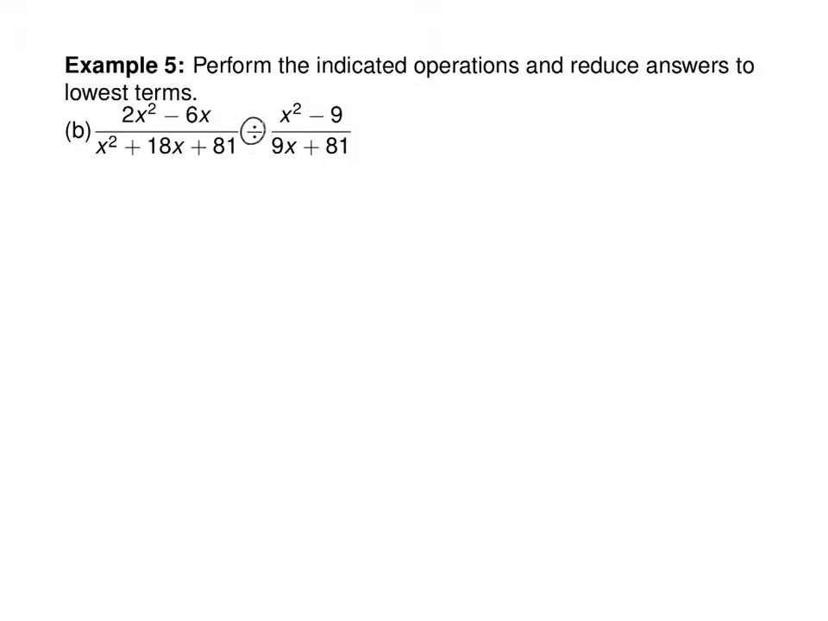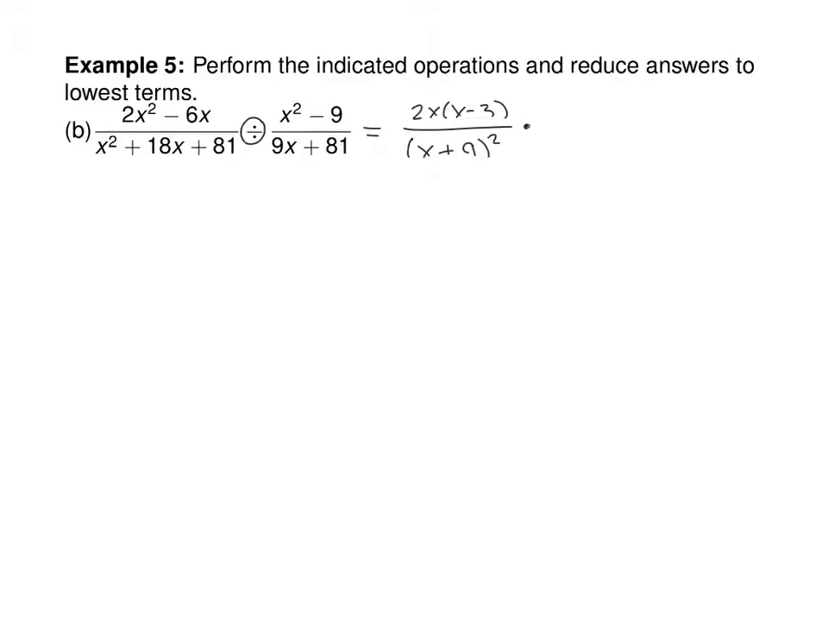What happens when there's division? The second one reciprocates. So let's just do that and factor at the same time. So what's the greatest common factor of the numerator of the first term? Great, so 2x times x minus 3 over what I think is x plus 9 squared. Does that make sense?